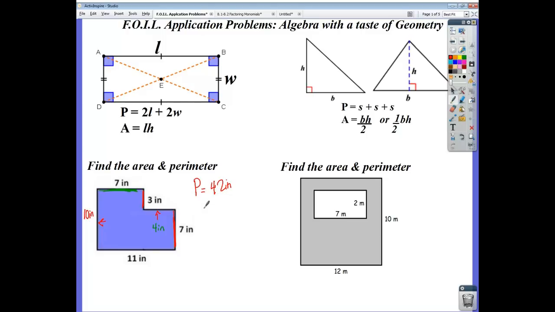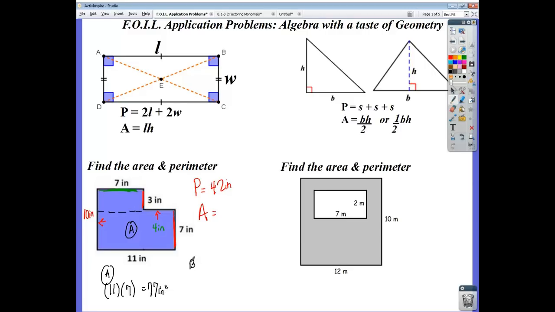Okay, and now we need to find the area. If we want to find the area, we need to break this up into 2 different rectangles. When I break them up, I like to break them up in ways that I can see the sides that are given to me, so it's easy for me to find. We've already found all the sides, so it really doesn't matter what way I break this up. I'm going to show you one way to break this up, by splitting it like that. I'm going to call this rectangle A. The area of rectangle A will be the length, 11, times the width. The width, not the height, is 7. So 11 times 7, we get 77 inches squared.